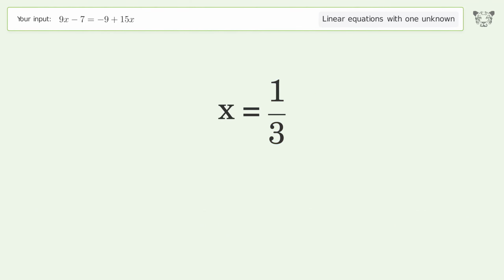And so the final result is x equals 1/3.